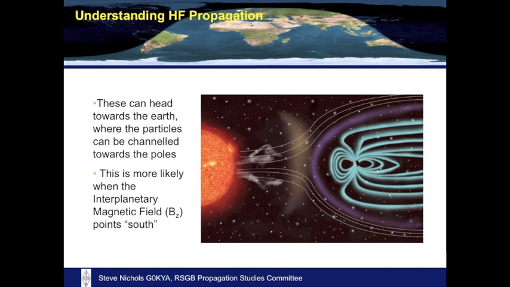Now this is called the Bz, or the interplanetary magnetic field. So if this Bz is pointing south, this interplanetary magnetic field has field lines that point south, it's more likely to couple with the Earth, and we're more likely to get problems on HF.